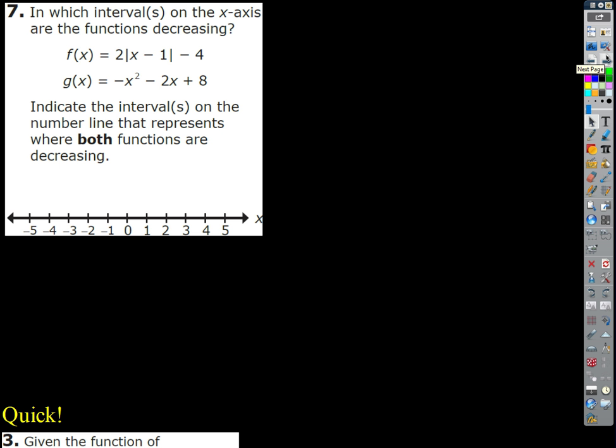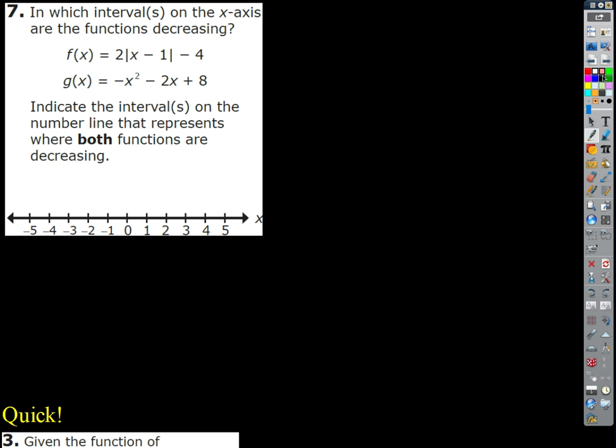Okay, now how about this one? In which intervals on the x-axis are the functions decreasing? So indicate the intervals on the number line that represents where both functions are decreasing. So what this gets at then is what would the graphs be doing of those two functions? So we want to do a little sketch. You have graph paper available on SBAC, and I can't remember if you do on the SAT or not. They'll give you paper, okay. So this is the kind of thing where you'd want to make a little sketch, okay?